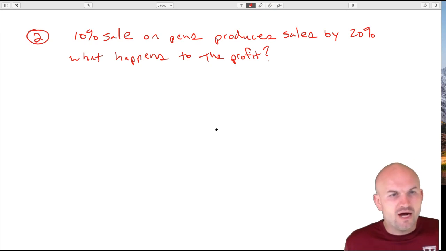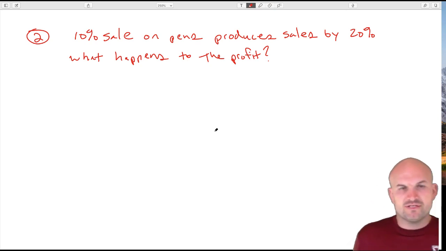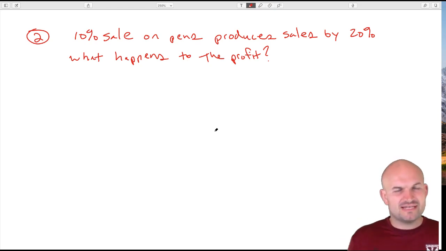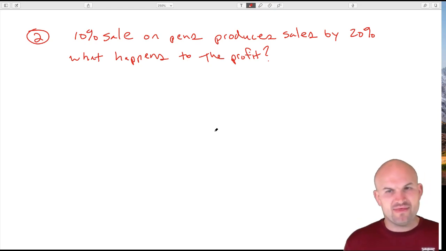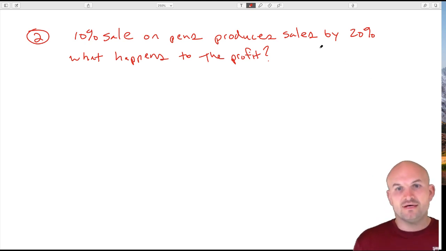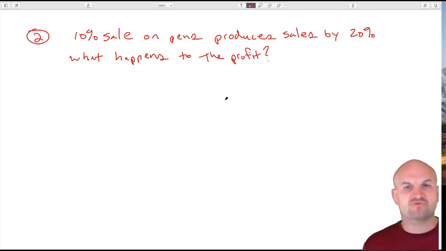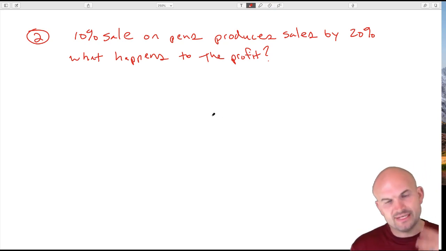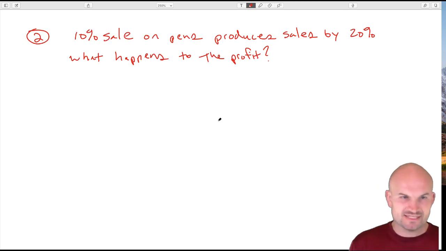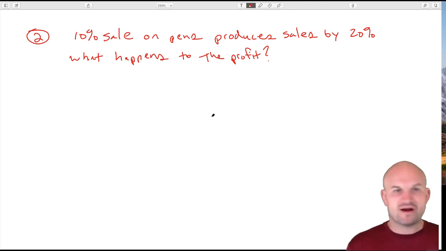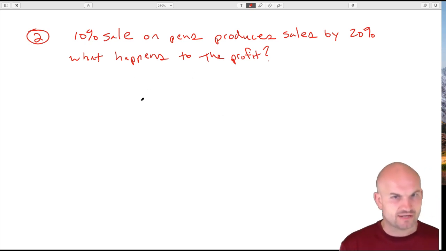All right, so the next one was a little different. It was a little odd as far as what we were trying to identify: a 10% sale on pens that produces a 20% increase in sales. Sales go up by 20%, what happens to the profit? Now, obviously, profit is the revenue minus the expenses. The problem doesn't really make any reference to the profit or the revenue or the expenses. It just talks about a 10% sale.